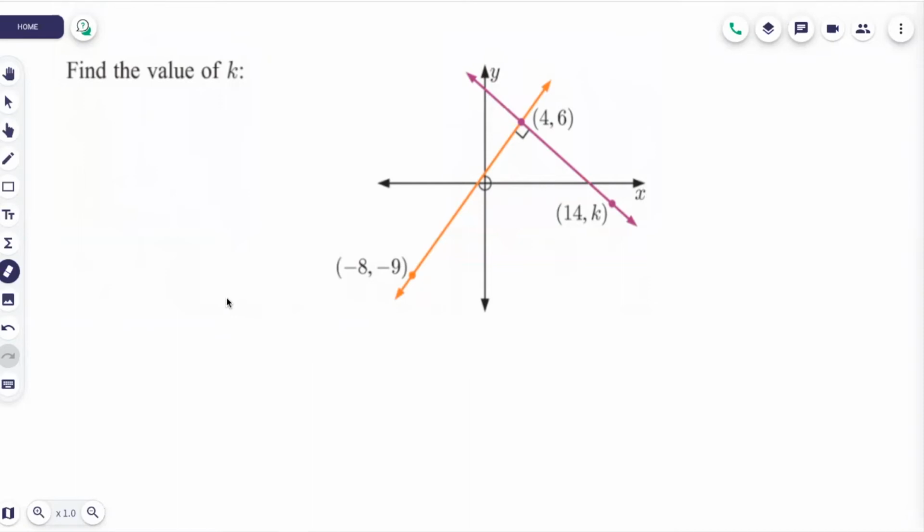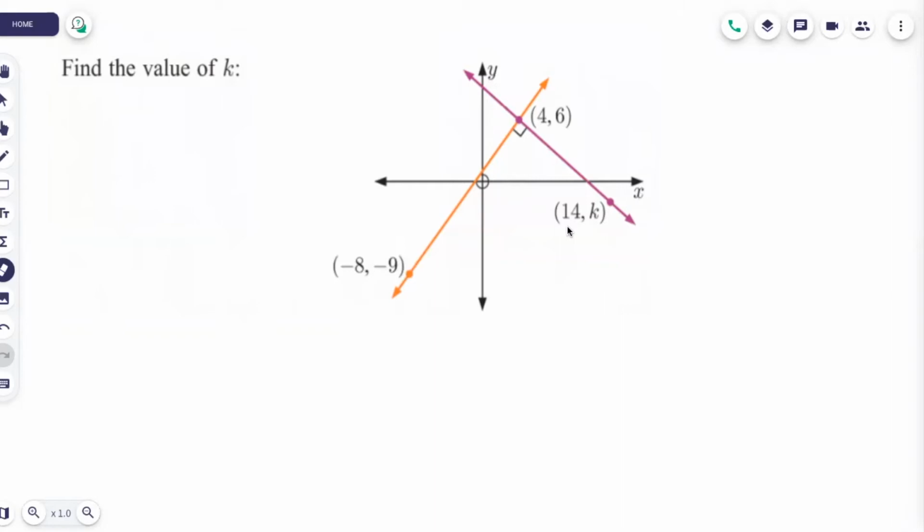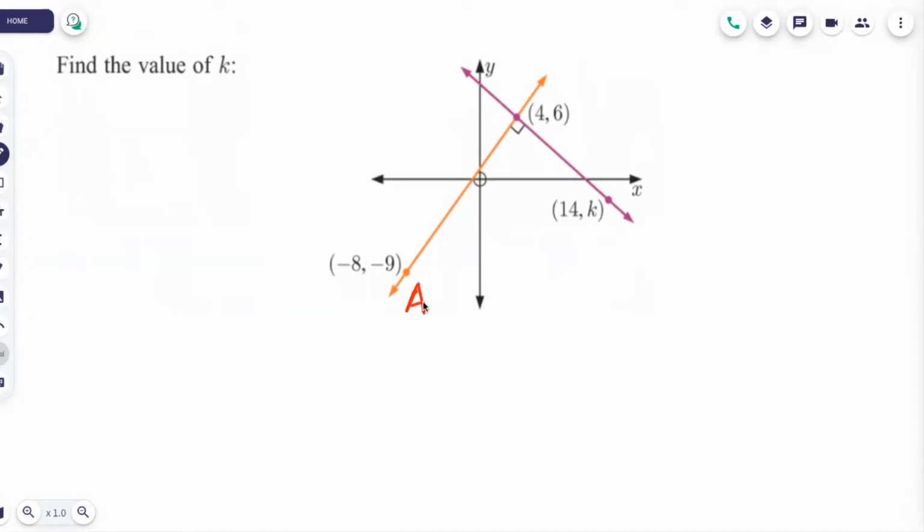Let's solve this question. Find the value of k. So you can see the diagram. In this diagram, we see three sets of coordinates and we also see two perpendicular lines. So I'm going to name these lines now as A, B, and C.